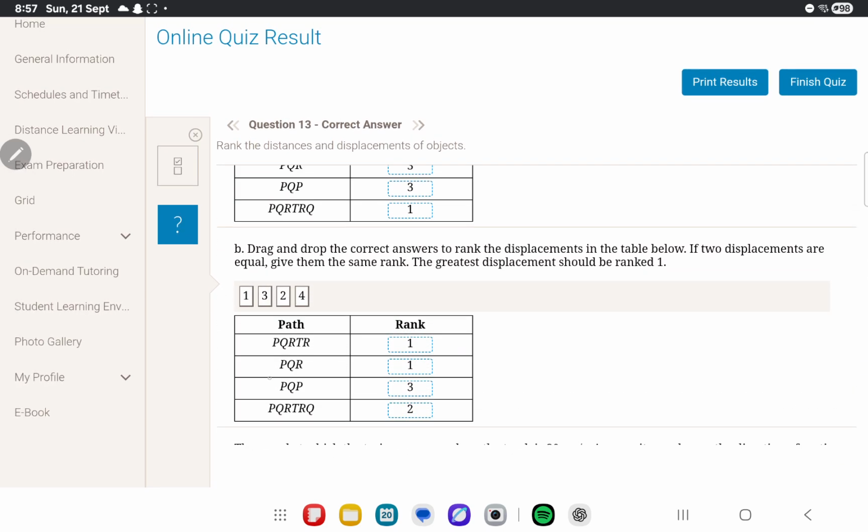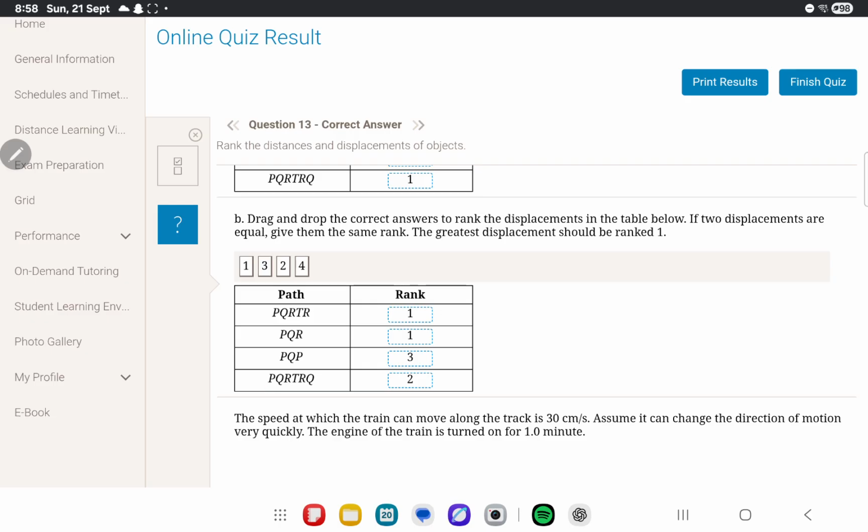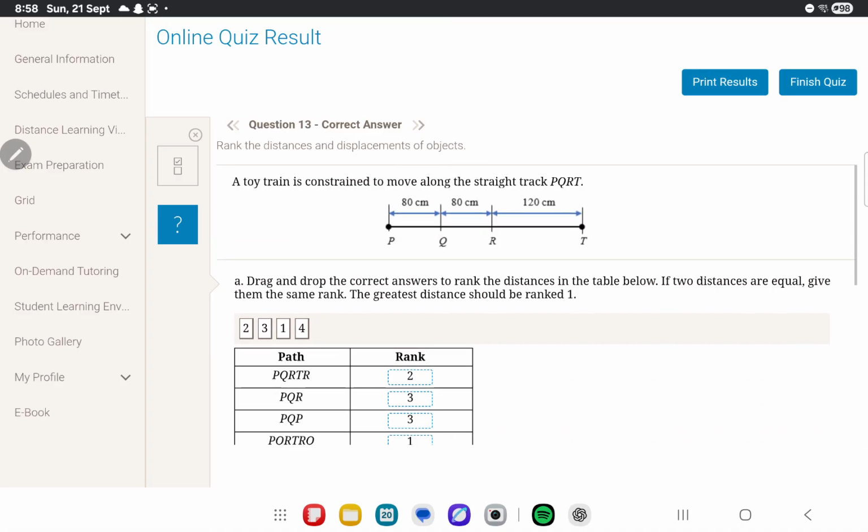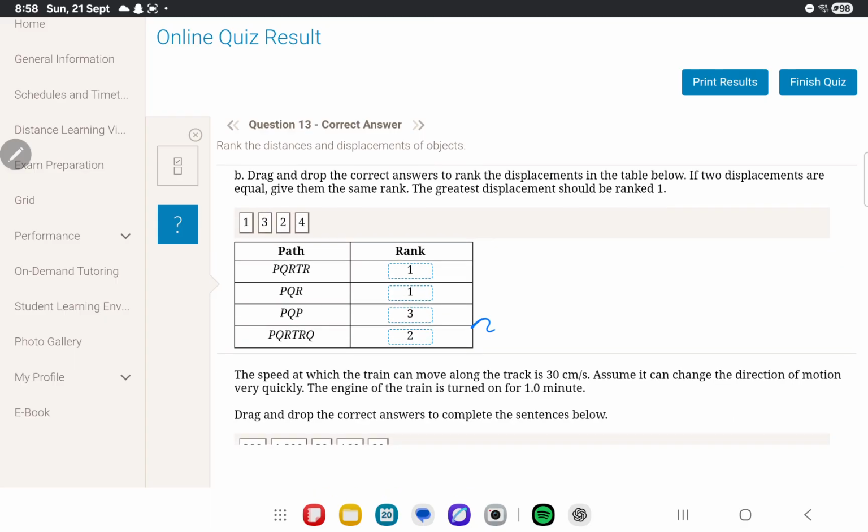Now, the displacement will tell you a very different story. The displacement, okay, we'll start off with the PQRTRQ. The displacement is just going to be, we're skipping all of this in the middle. It's just going to be P to Q, right? And P to Q is just 80 meters.